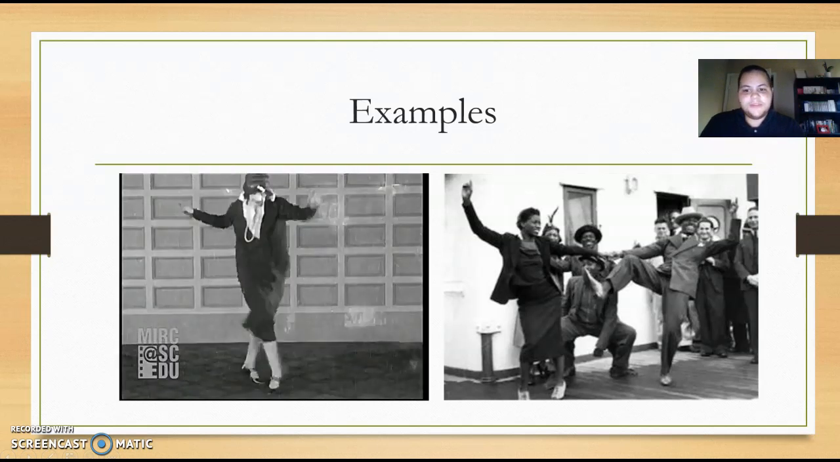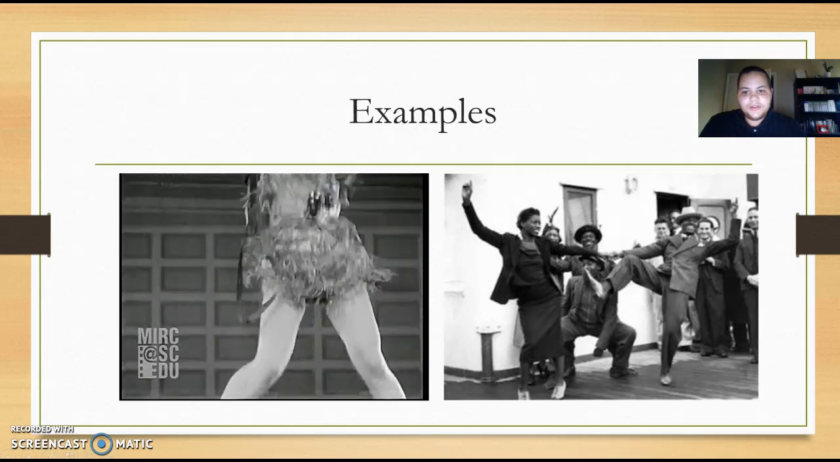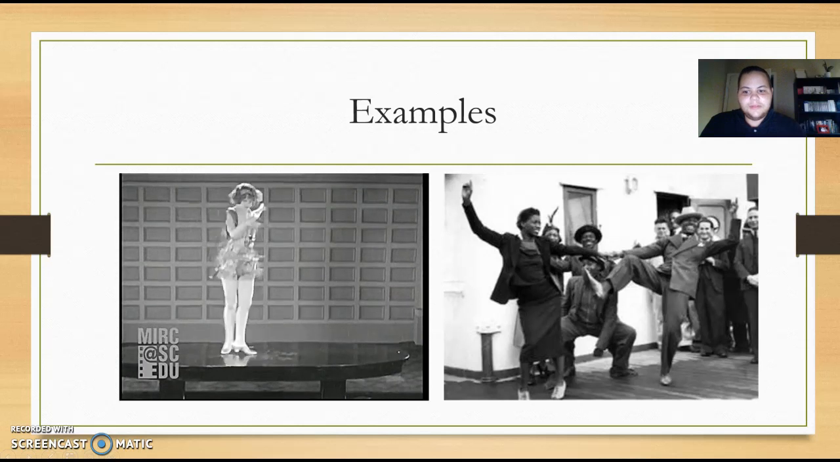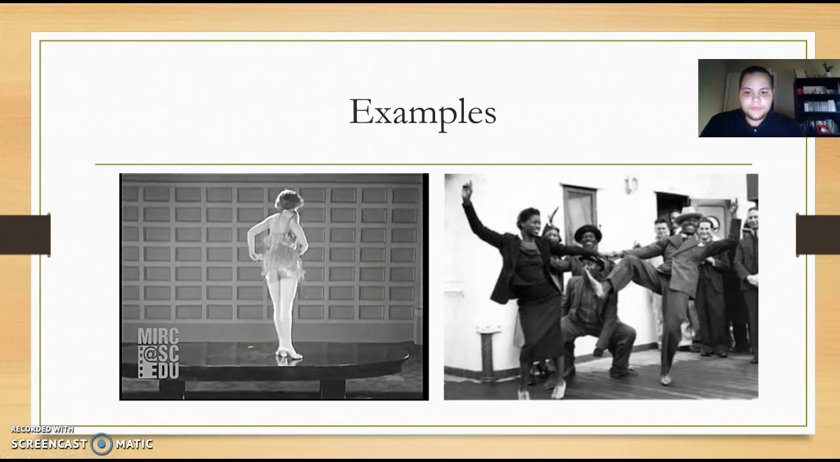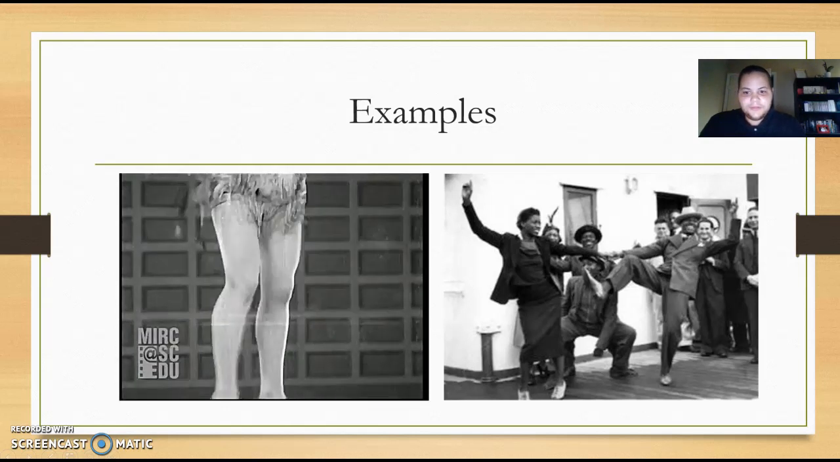Definitely a lot of emphasis on the footwork there. Twisting, turning, going about. There's definitely a lot of moves involved in this dance. And she's spinning around there. Legs are flapping about.